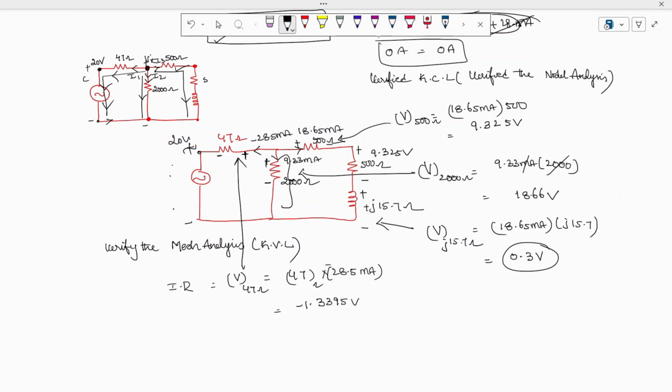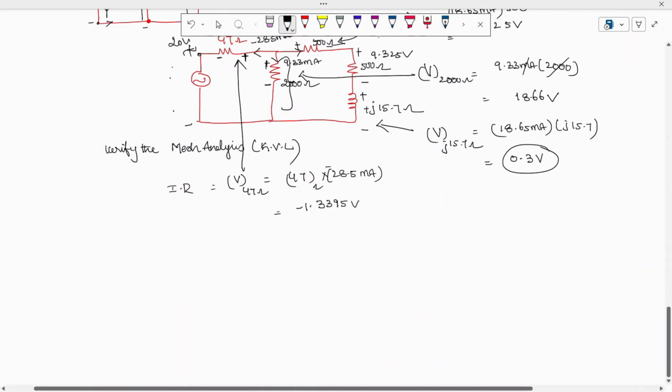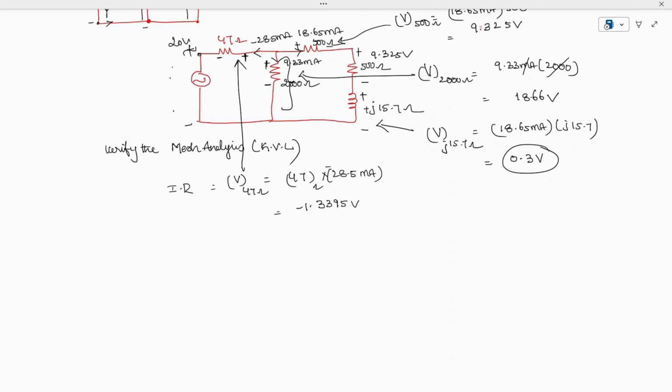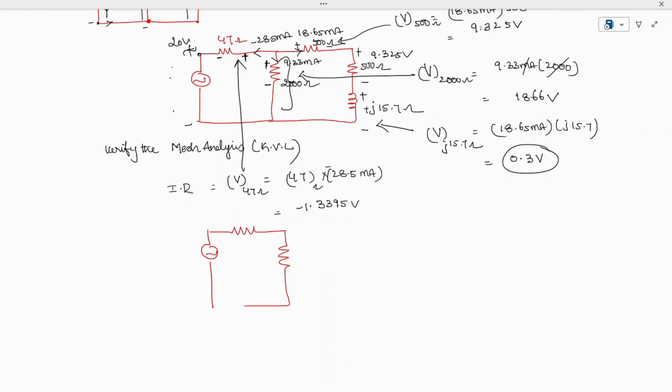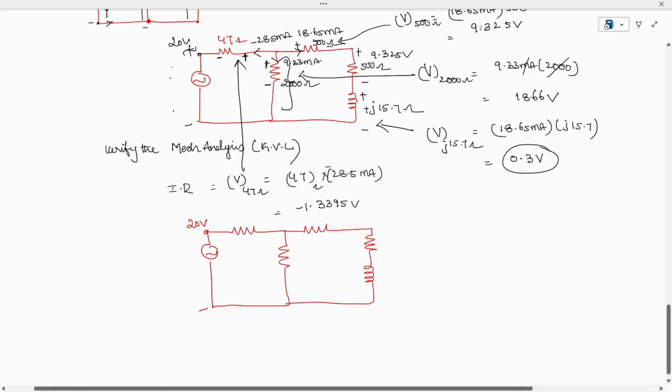So now let us try to redraw it with respect to the voltages. Same network you are going to get. So this is resistor 1, resistor 2, and this is another resistor, and this is another resistor, this is another inductor. So how much voltage we applied is 20 volts. Okay, so now let's try to draw its polarities.